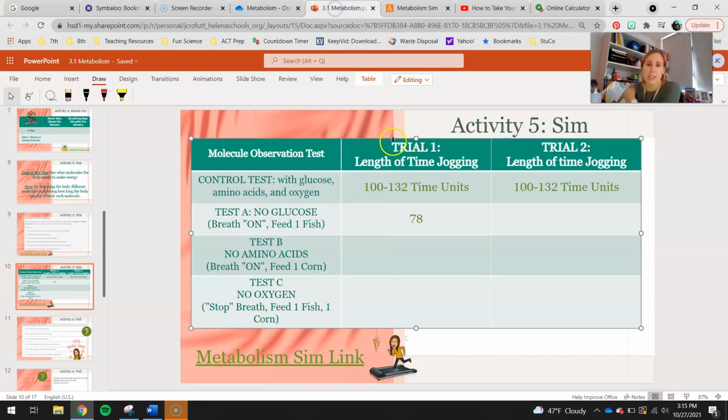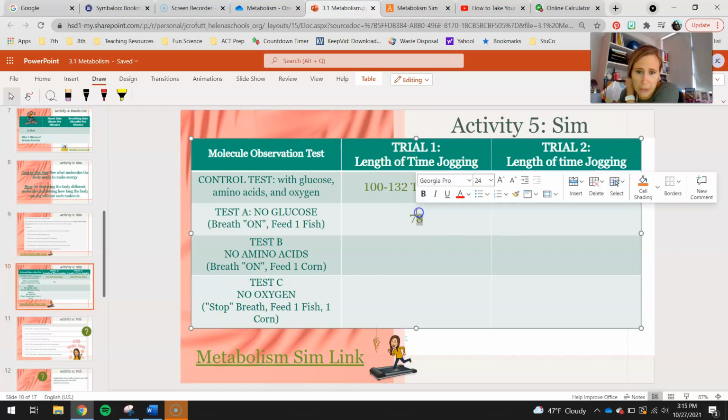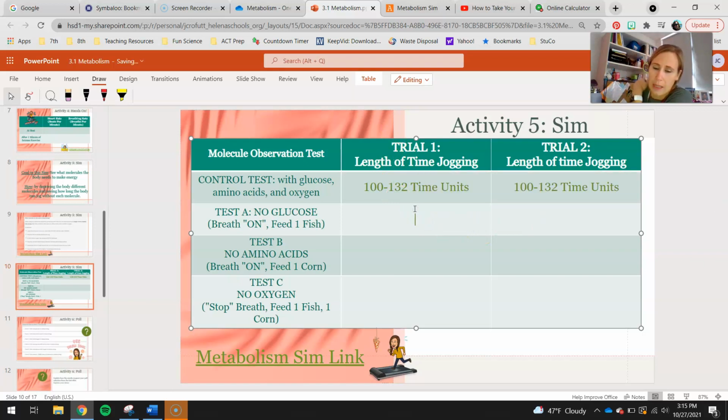Let's talk about your other tests. I'll let you record that, and then you can figure out trial 2. For test B, you are going to do the exact same thing 2 times, so trial 1 and trial 2, except you are just going to feed your body 1 corn. Say last time you fed it 1 fish, this time you're only feeding it starch and no protein. So feed it 1 corn, and again, tell me how long that little body can run for.